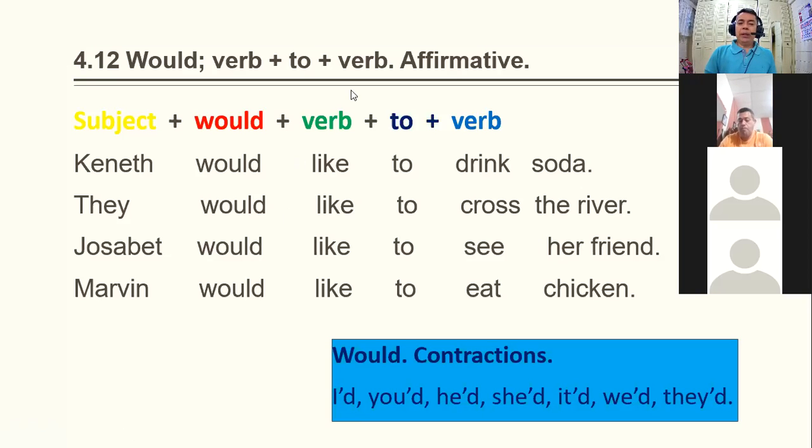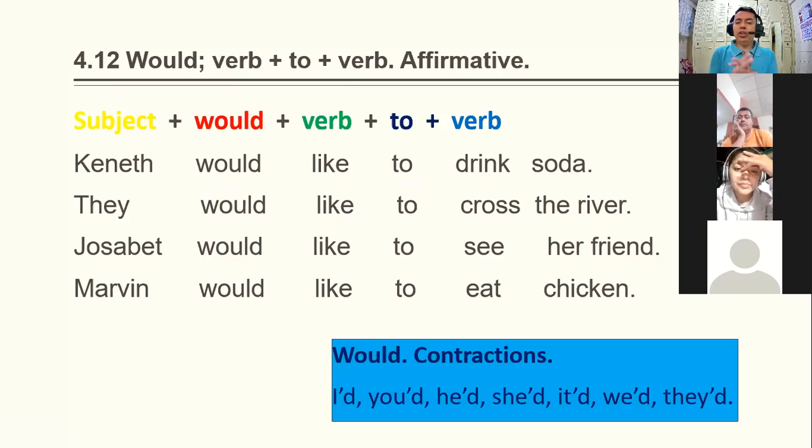Now, let's practice pronunciation. Repeat this to me, please. Kenneth would like to drink soda. They would like to cross the river. Yosabeth would like to see her friend. Marvin would like to eat chicken. Good. Any question about this? Any question?